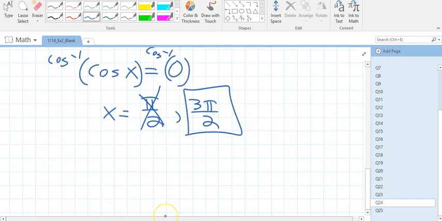So our answer, 3 pi over 2, is the correct one that we want. It's the only one that checks out. Everyone good on that? All right, one more.